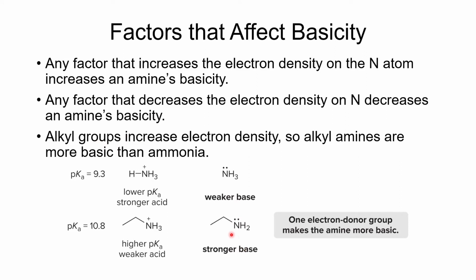Now, there's some limitations on this. If you add another alkyl group, it doesn't do much to increase the basicity of this. There's reasons for that, but it doesn't do a whole lot. Once you've put one alkyl group on there, 2 or 3 alkyl groups are typically going to keep it in the 10.8 to about 11.2 range. So there's not a whole lot we can do to increase that basicity with alkyl groups.